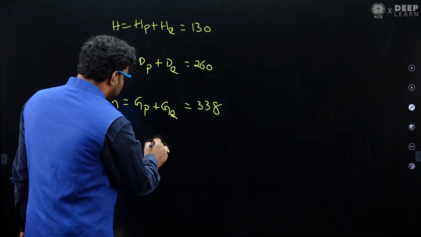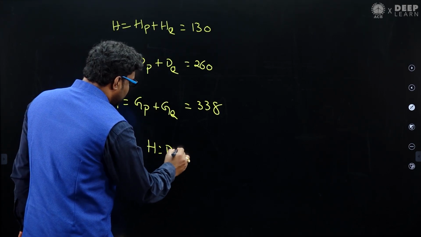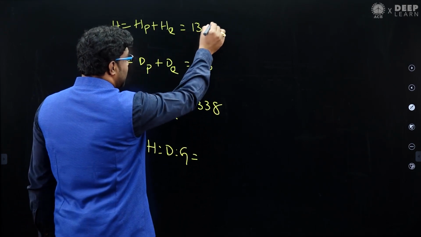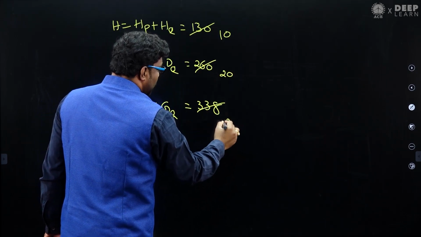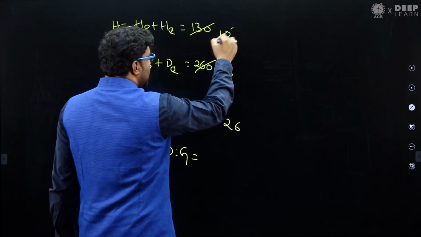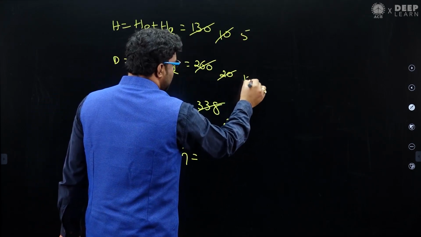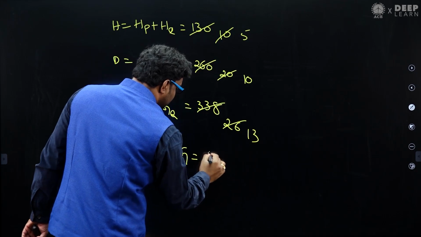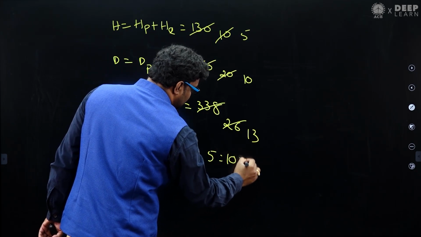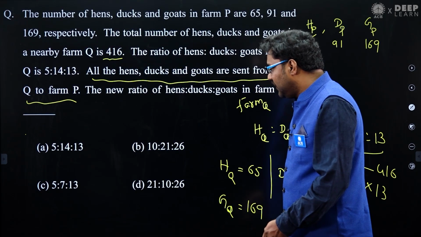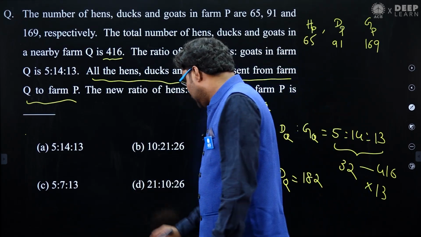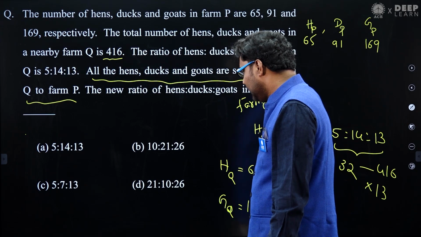Now you have to find this ratio, my dear friends. If you check it out, yes, we can divide with 13. 13 10 times, 13 20 times, 13 26 times. Again 5, 2 5s, 2 10s, 2 13s. We can say now 5, 10 and 13. So that's the final ratio, my dear friends, 5, 10 and 13 actually.